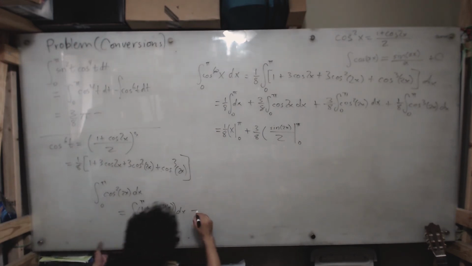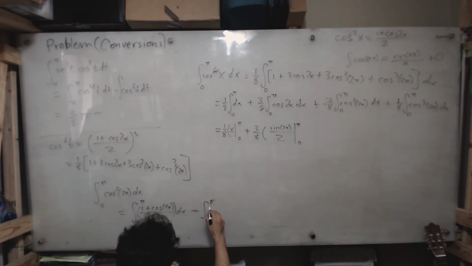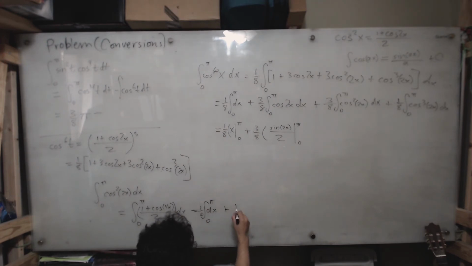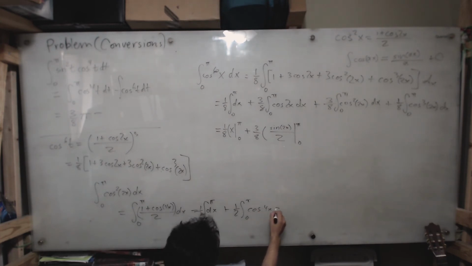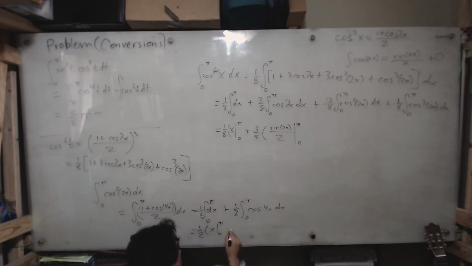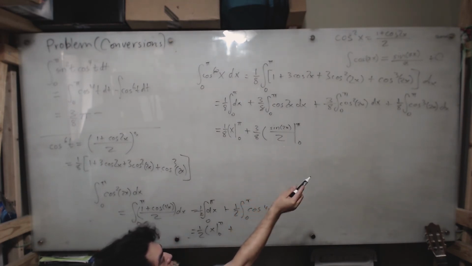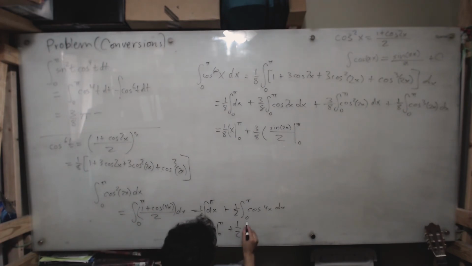Okay? And then this breaks up into the integral from 0 to pi of 1/2 dx plus 1/2 integral 0 to pi of the cosine of 4x dx. Okay? We can see that this becomes 1/2 x integrated from 0 to pi plus, and then here, that's the same integral we have there. The integral of cosine ax is sine ax over a, right? So it's going to be 1/2 sine of 4x over 4 evaluated from 0 to pi.